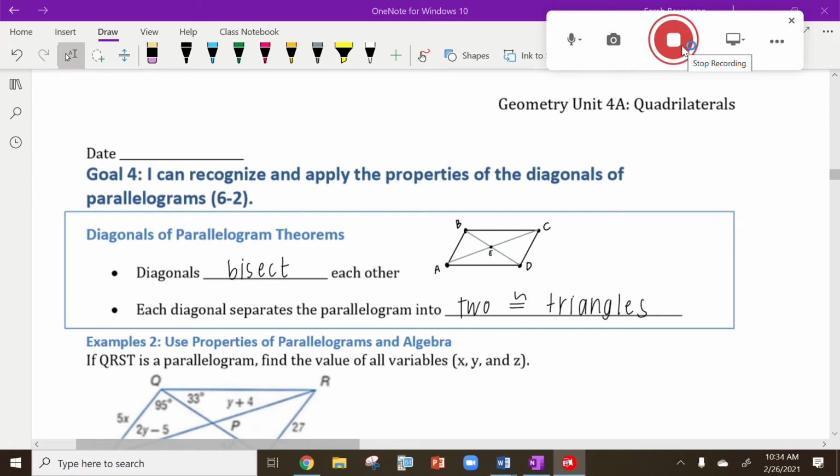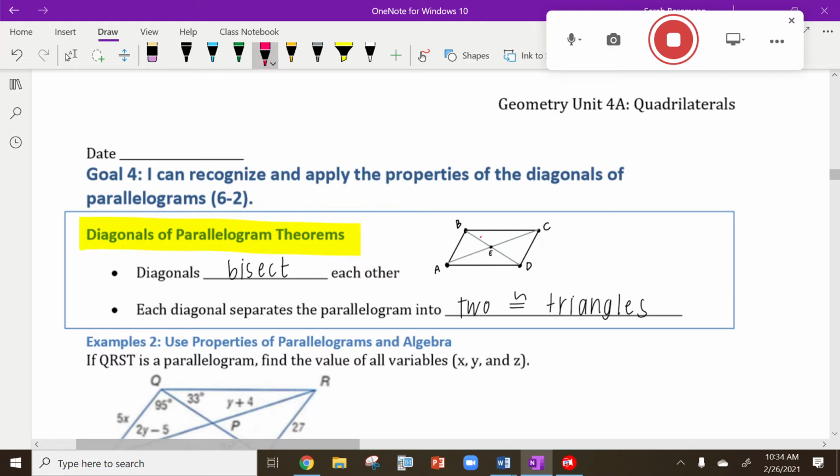Welcome back, everyone. Yesterday we learned about a lot of properties for parallelograms. Today we are going to be talking about the properties of their diagonals. So we have a few theorems about the diagonals of parallelograms. The first one says that the diagonals bisect each other.